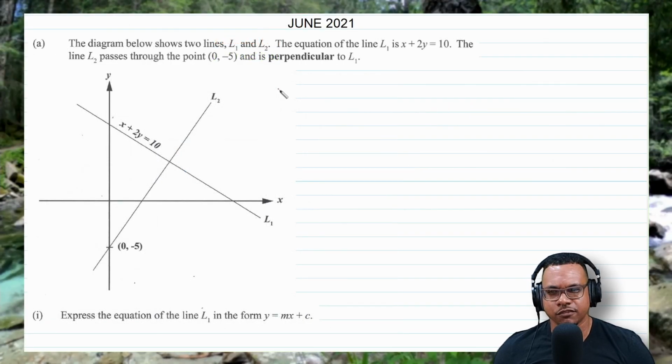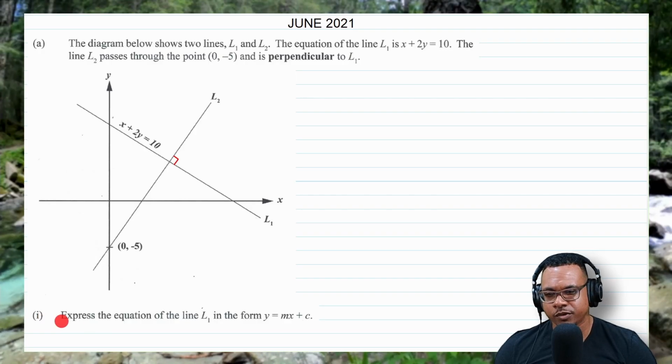So moving on now to question 4 for June 2021, we have the diagram below shows 2 lines, L1 and L2. So this is L1 here and L2 here. The equation of L1 is x plus 2y is equal to 10. So we have that here, the equation of L1. The line L2 passes through the points (0, -5). So this is the point here where line L2 cuts the y-axis. And we're saying that L2 is perpendicular to L1. So the angle between L1 and L2 is 90 degrees. So let's put that in here. So this is 90 degrees here.